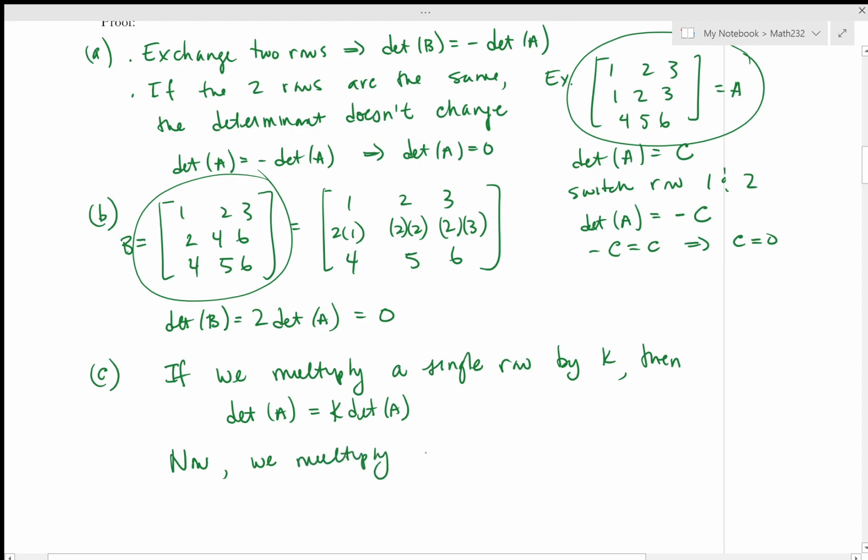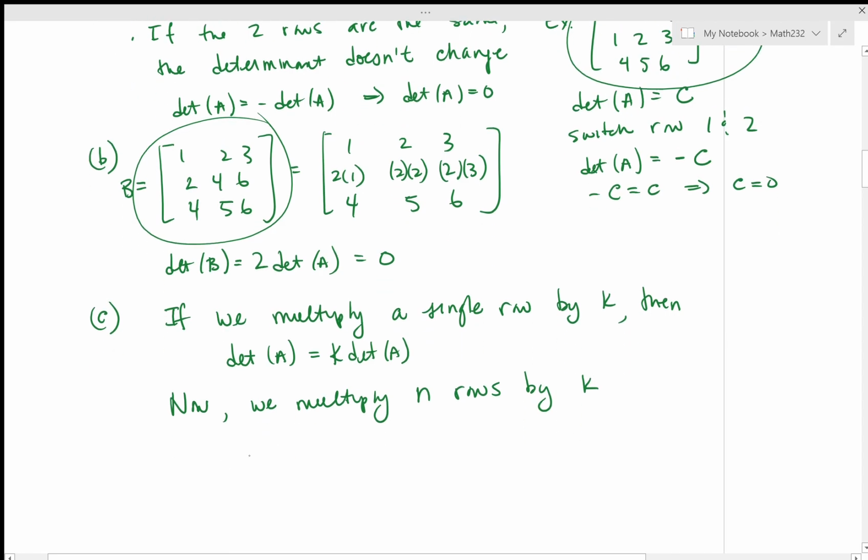Now what we're doing in this case, we multiply n rows by K. Sorry, I don't like the way I've written this, it doesn't make sense really. If we multiply a single row by K to get B, then the determinant of B will be K times the determinant of A.